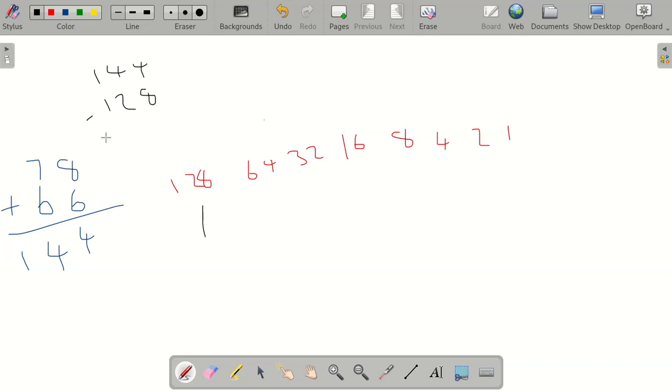Here we'll borrow a 1, and this will become a 3, this a 14. So 14 minus 8 is 6, 3 minus 2 is 1, and 1 minus 1 is 0. So we have 16. We know that 128 plus 16 will give us 144. So here we'll put zeros. So this is our 144.